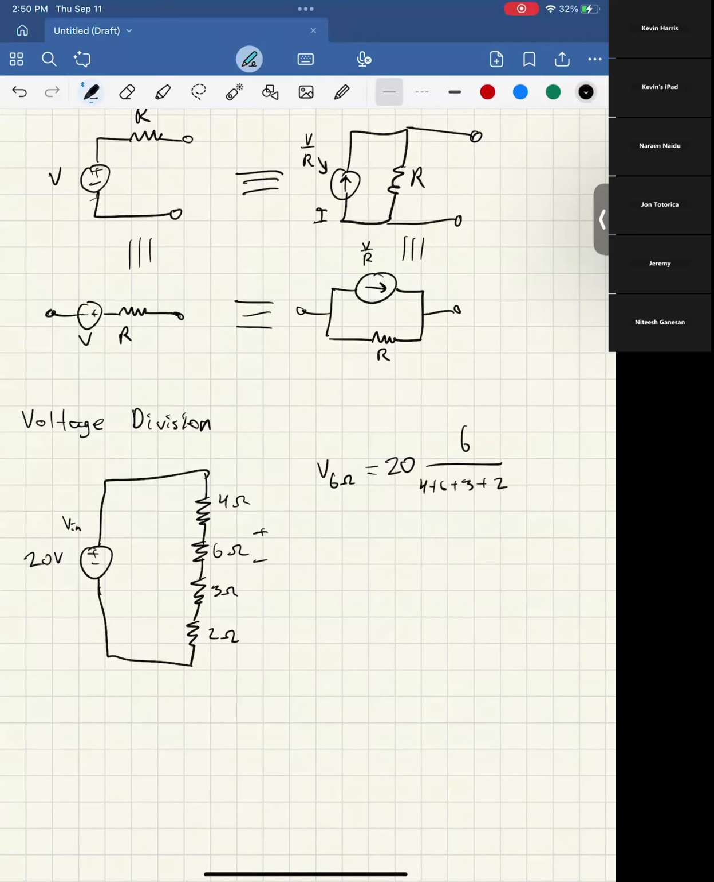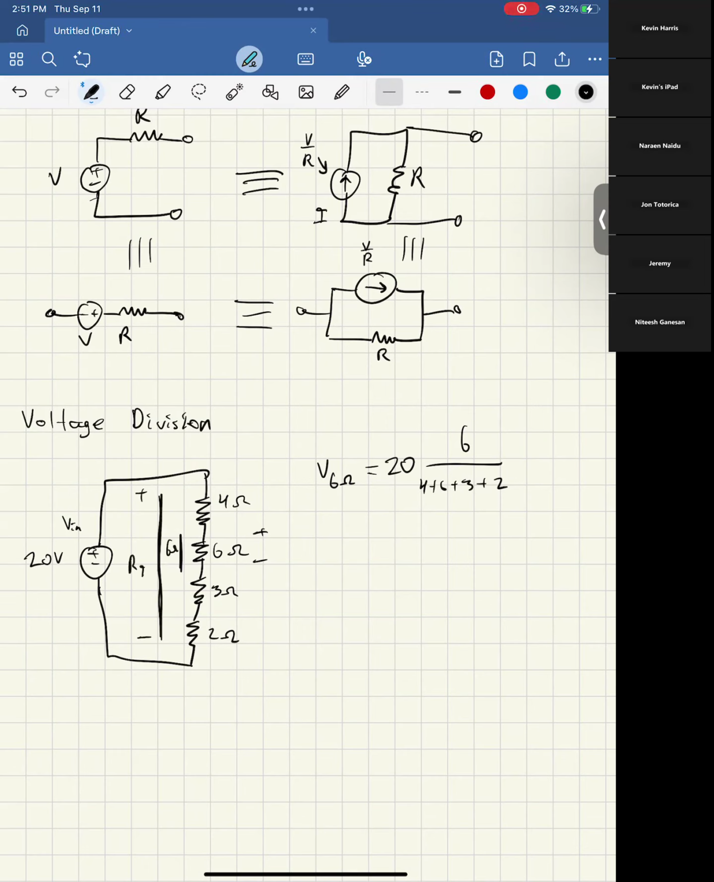What you can think of this as is, okay, there's some total resistance if you were to add all of these together, and the voltage across that total resistance would be the same as that 20 volts. However, if we are just looking at the 6 ohms, we can think of that 6 as some proportion of the total.